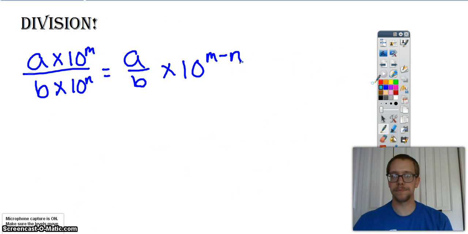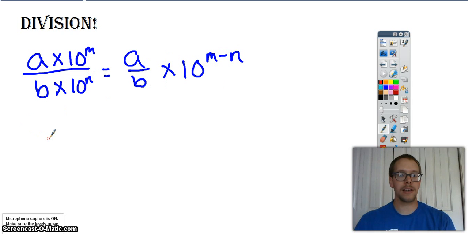Division is very similar. Notice you take these constant factors in front. Remember, they have to be greater than or equal to 1, but less than 10. And we're going to divide them. And then we take the factor that's 10 to some power. Remember our exponent rule, when we divide two numbers written in exponential form that have the same base, we take the powers and we subtract them.